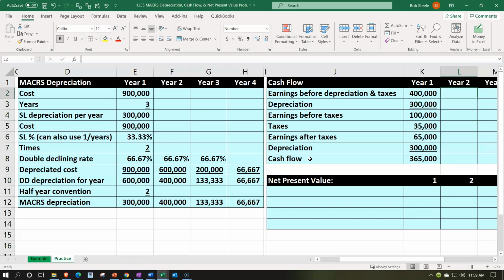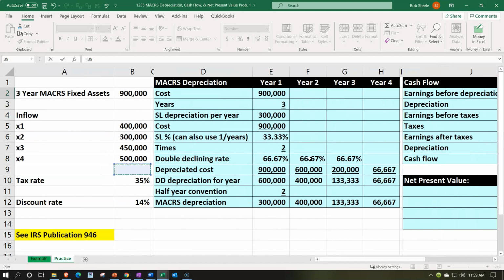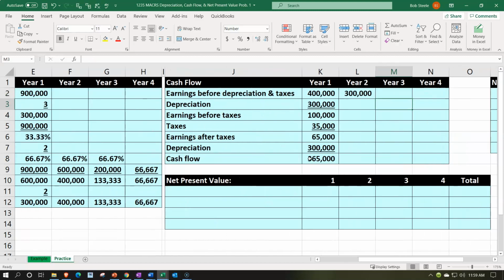Let's do it again for year 2. Why? Because it's good times. Good times doing this stuff. Year 2, the money we're getting is the 300,000, and then the depreciation we had for year 2 was 400,000.